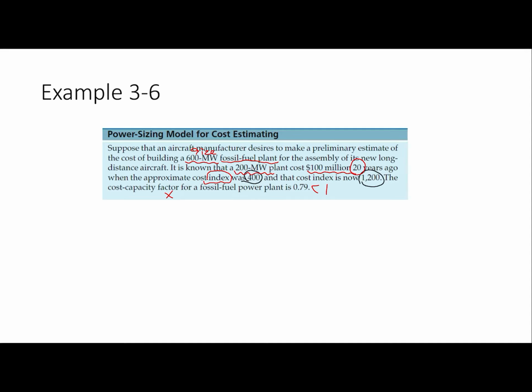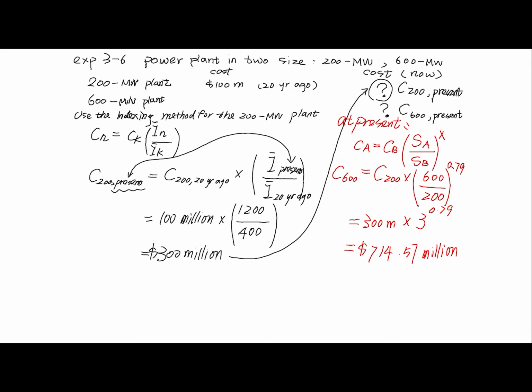So for this one, the size is the power of the plant. But in another example or in the final, it could be the size of the land or the size of an office room. Okay, so but you want to know how to use that formula to solve this problem.